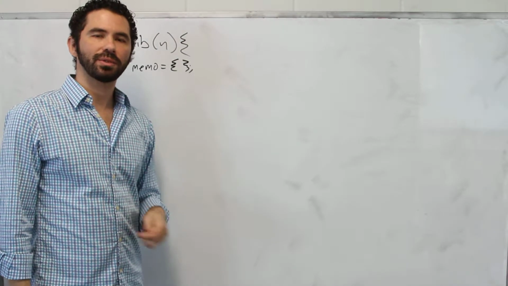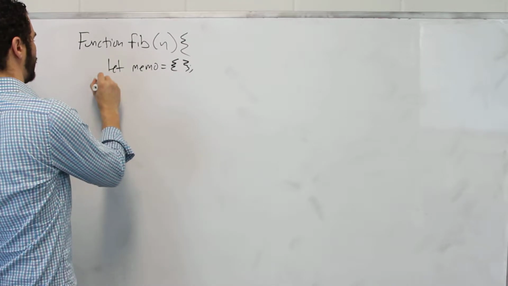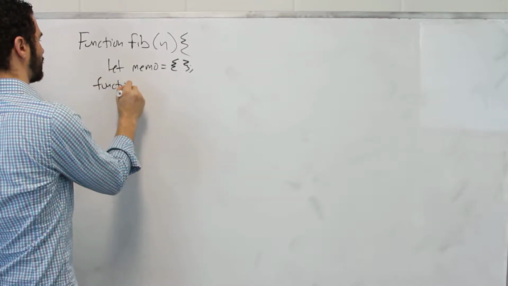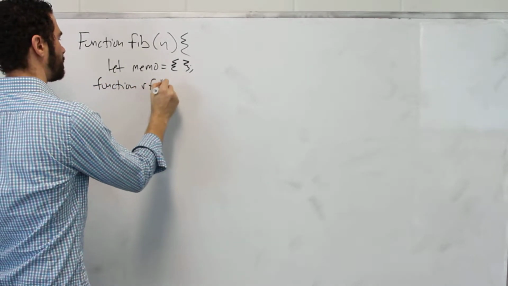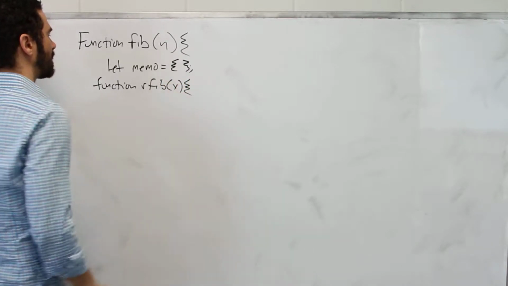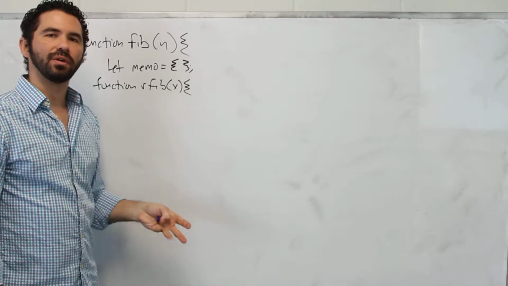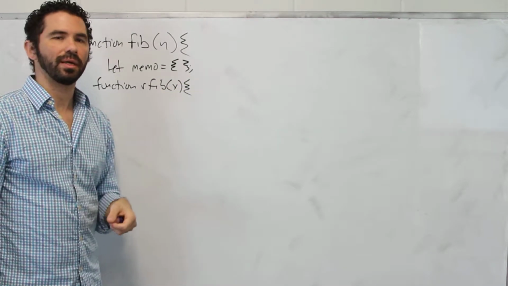The next thing we're going to do is another function within our outer function. We're going to call this function rfib, and pass another parameter of x. I'll tell you why I'm doing it this way, but there are a couple of other ways you can do it. I just prefer to do it this way.